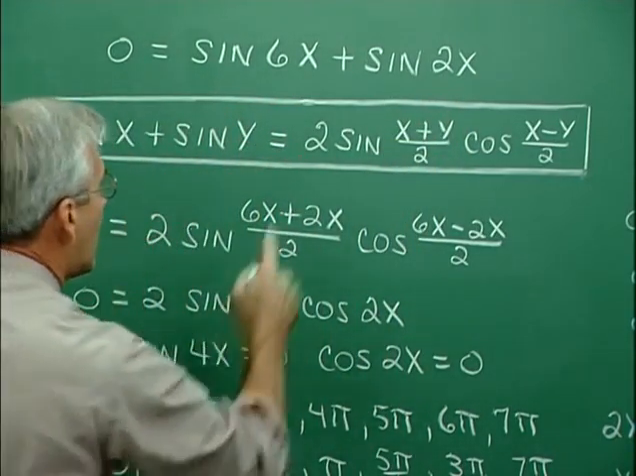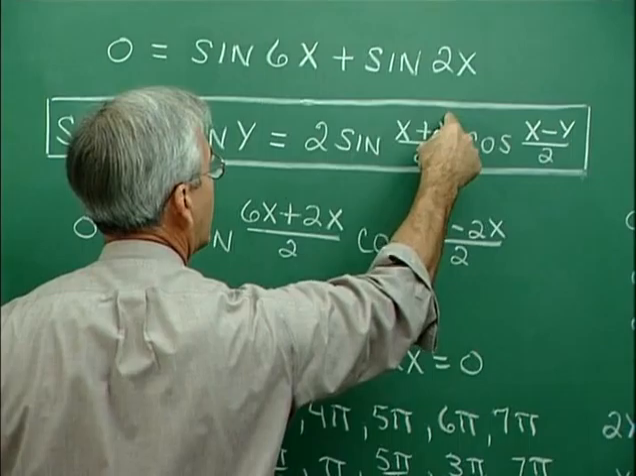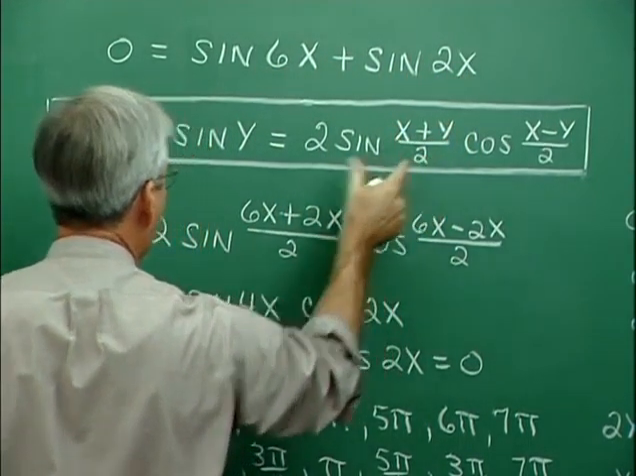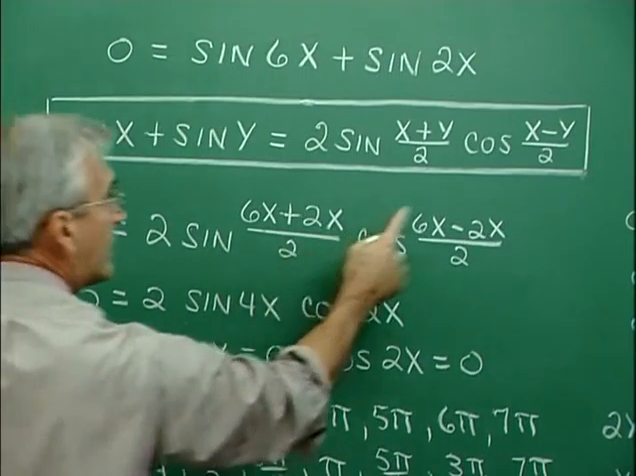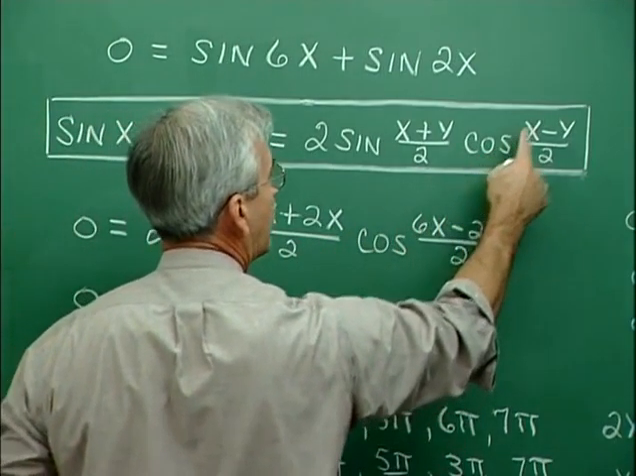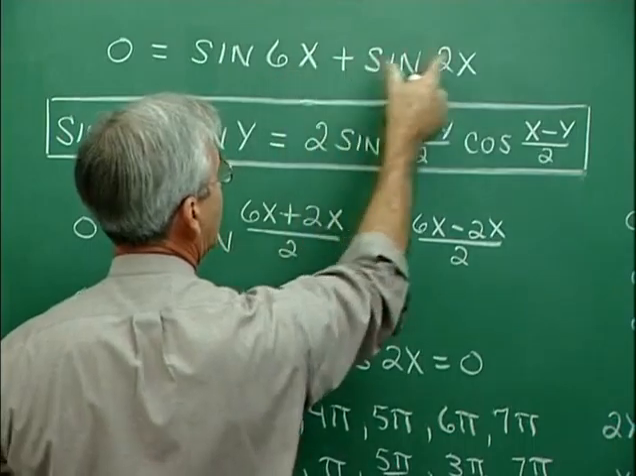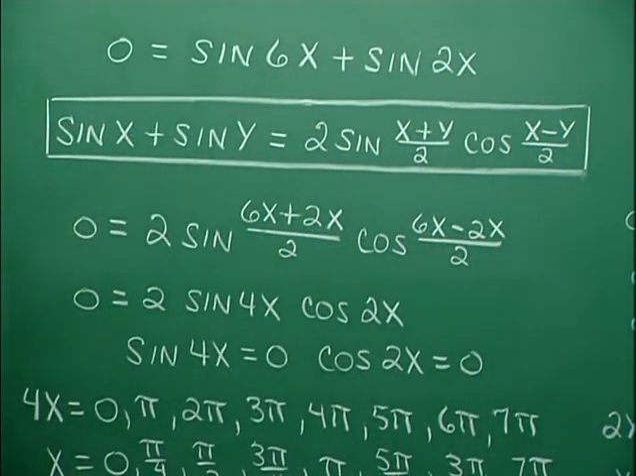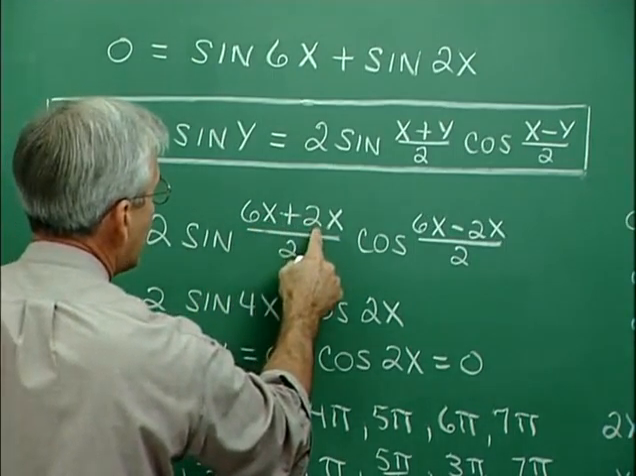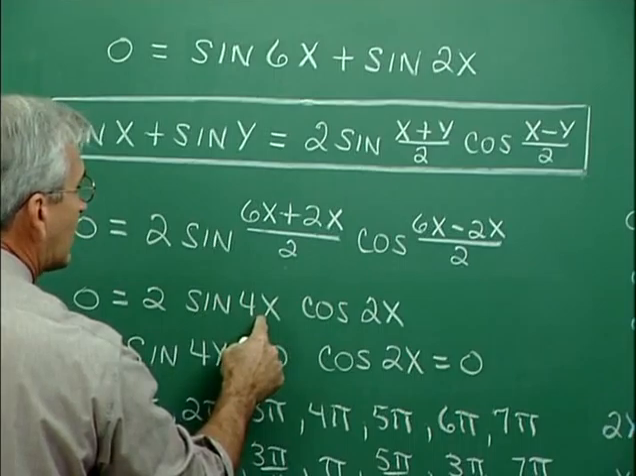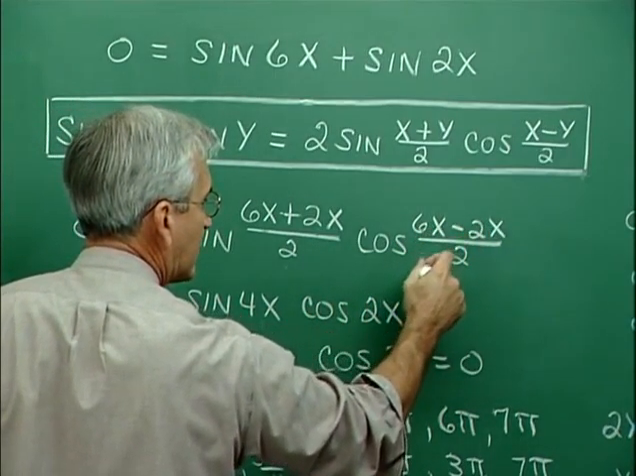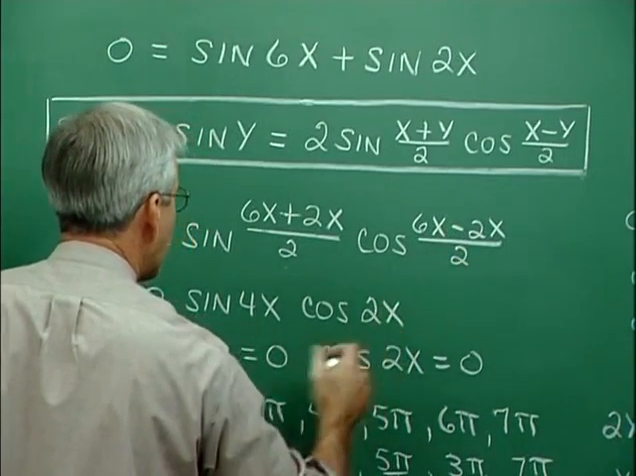So it's 2 times sine of the sum of the two angles in the numerator. Well, it's 6x plus 2x over 2. That's why I have this here. And then for cosine, it's cosine of the difference of the two angles. Well, that's 6x minus 2x over 2. Now it's just a matter of simplifying a bit. 6x and 2x, that's 8x over 2 is 4x. And now 6x minus 2x, that's 4x over 2 is 2x.